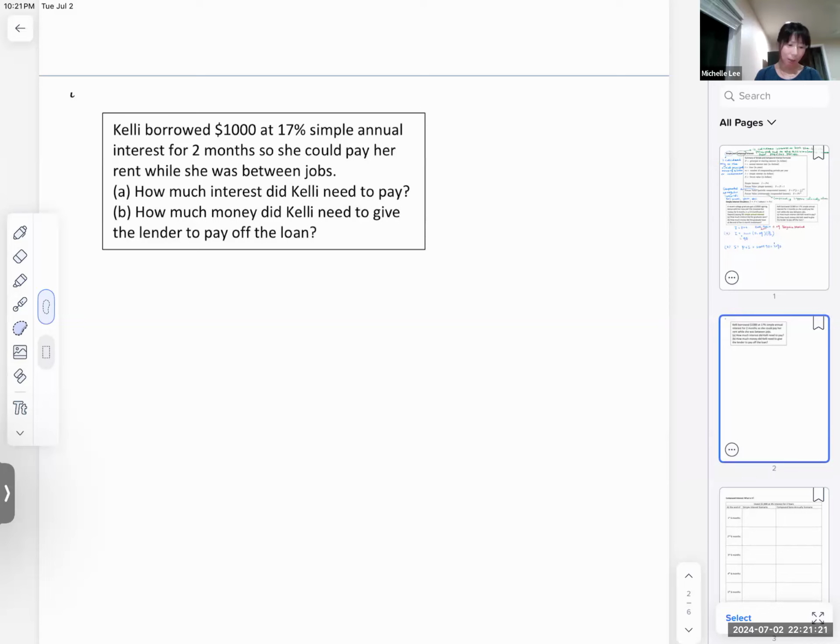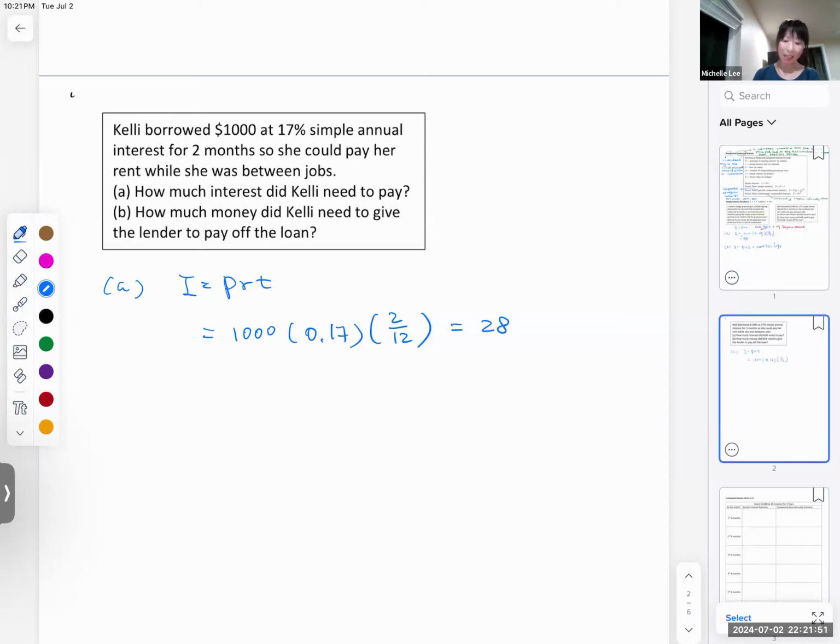Basically the same as earlier, right? So I equals PRT. We want to find the interest I. So the initial amount, 1,000 is the principal, and 17% is 0.17, and the time is 2 months corresponding to 12 months, right? If we calculate, there will be $28.33.